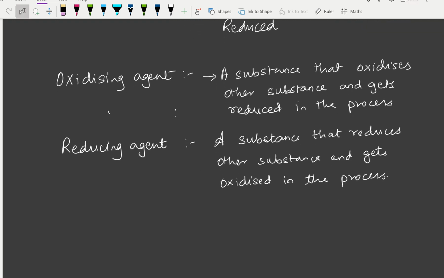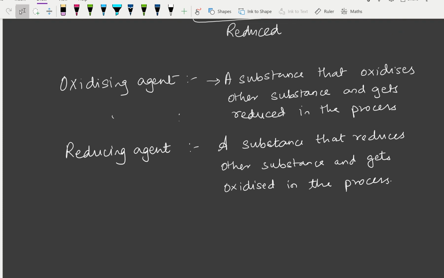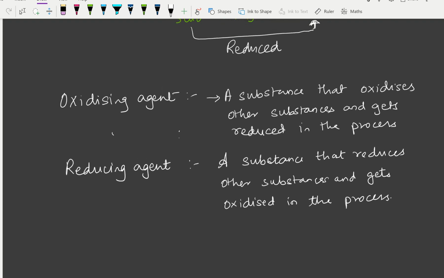So here are the quick definitions. An oxidizing agent is a substance that oxidizes other substances and gets reduced in the process. And a reducing agent is a substance that reduces other substances and gets oxidized in the process. Technically speaking, it's very simple to understand. The one that is an oxidizing agent will oxidize some other substance but itself get reduced, and a reducing agent will reduce some other substance and itself will get oxidized.